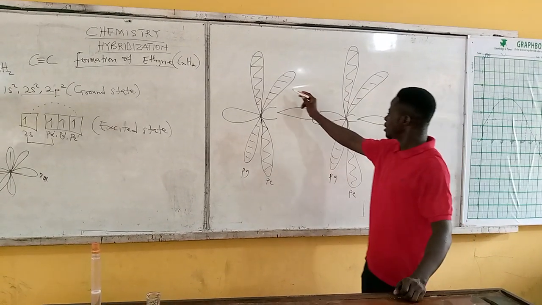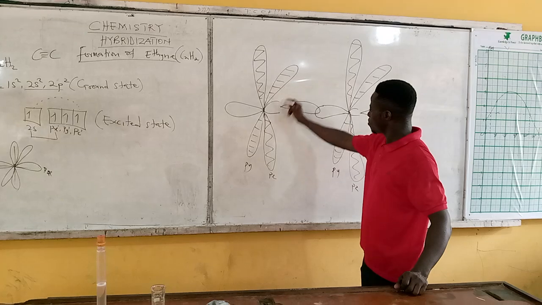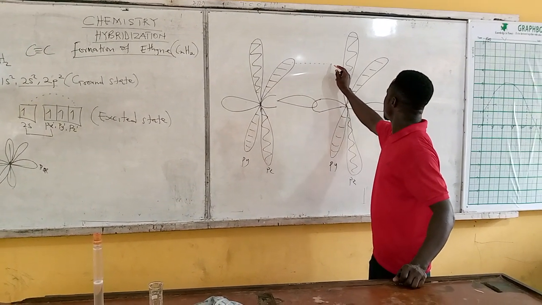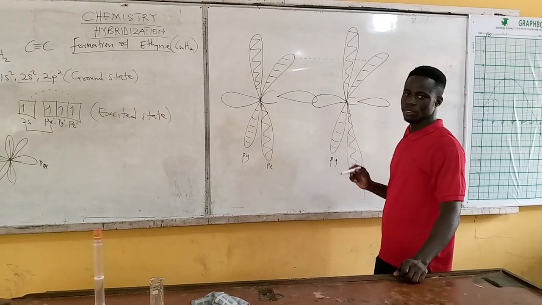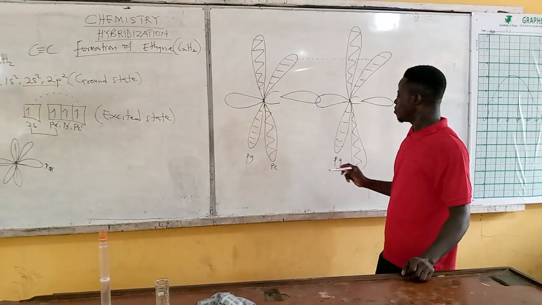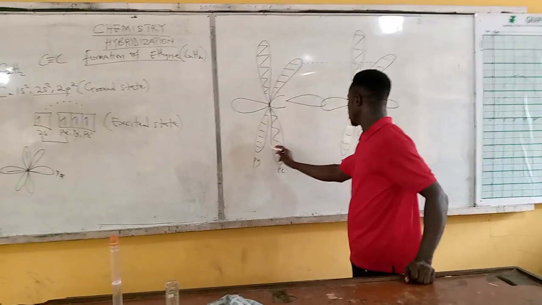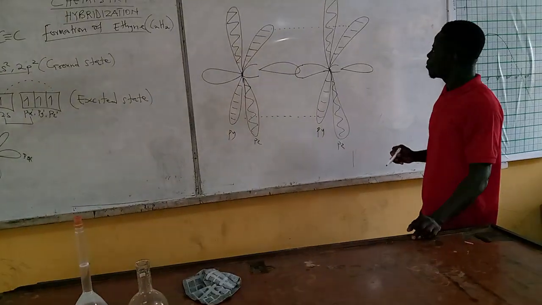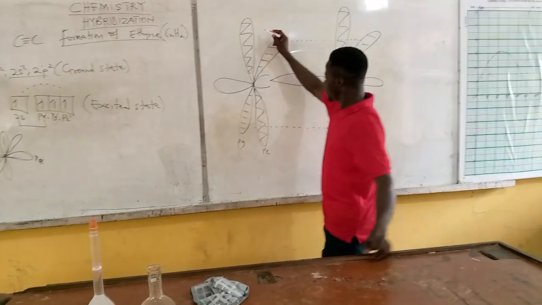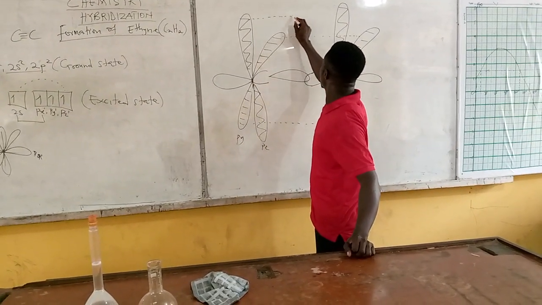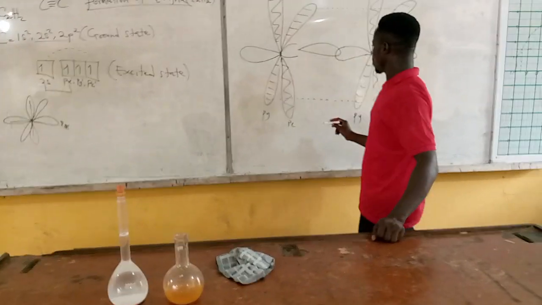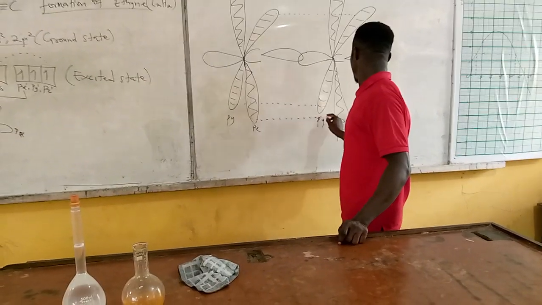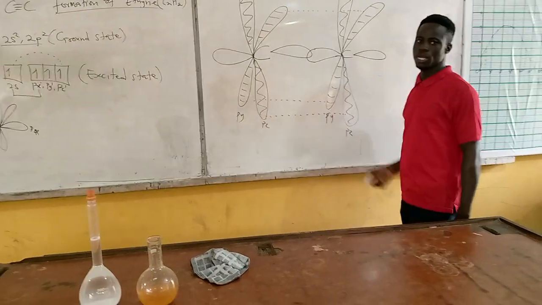So let me join this p. This is the first one. Py, we join py. So this one, we use hidden lines to join this. That forms a pi bond. Py will still join py. So this one has joined py. Now, if you look at the other side, pz will also join pz. When it comes to this side, pz will join pz with hidden lines or broken lines.